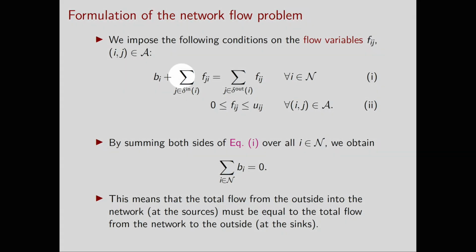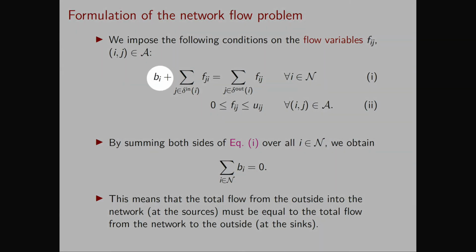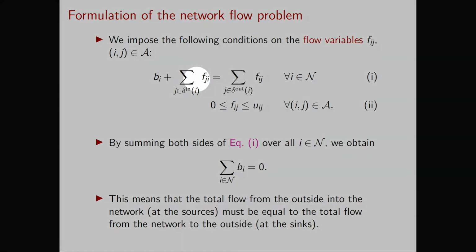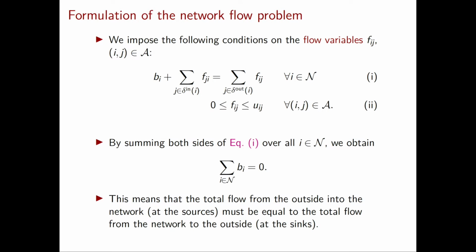This is very simple to see because essentially the only thing that doesn't cancel out in summing these constraints are the b_i. This is because every arc has one head and one tail. So every arc will appear once in a sum of this type and once in a sum of this type, and therefore it will cancel out.